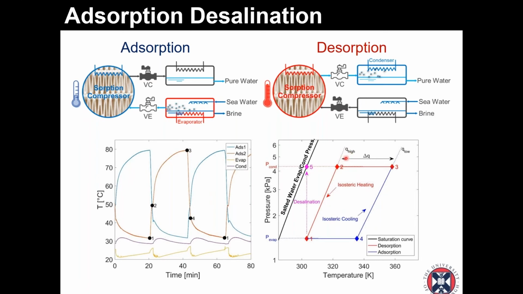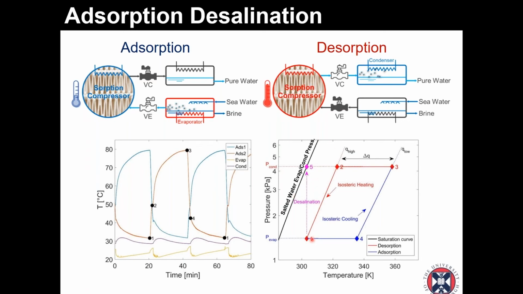The isosteres moving from the high loading to the low loading are straight lines in this diagram here. So again, we move from low pressure to a higher pressure, 1 to 3, while heating, and from high pressure to low pressure while cooling, going from 3 to 1. And the pressure is set by the value of the saturation pressure, or the evaporation and condensation pressure, of the salted water, which is close to the saturation pressure of water but, because of the presence of salt, is not actually the saturation pressure of water.